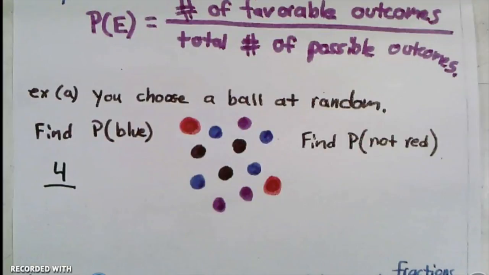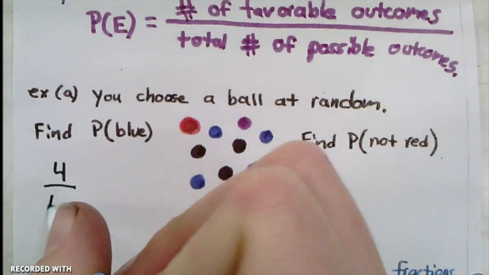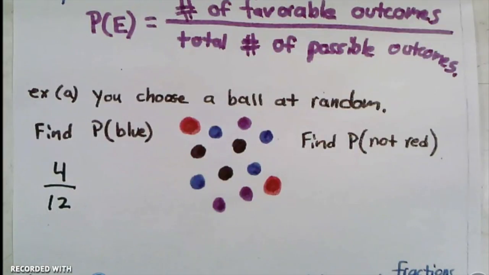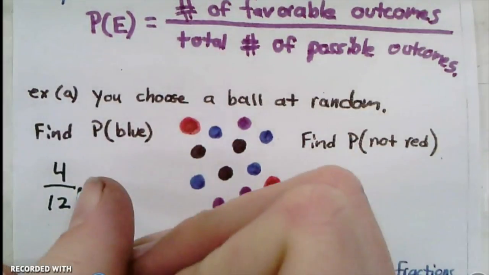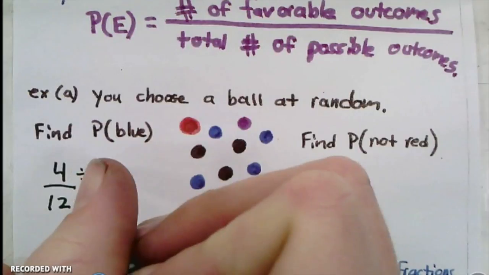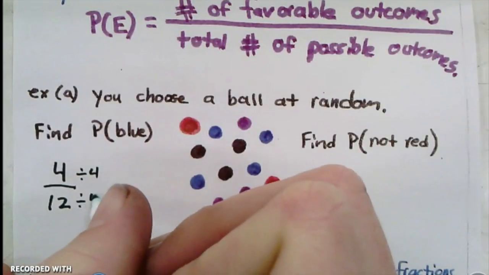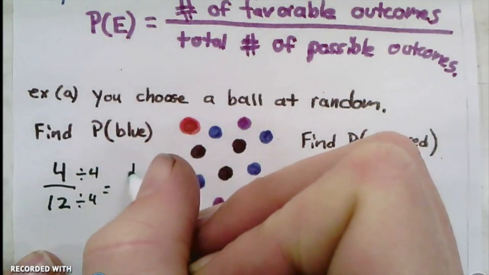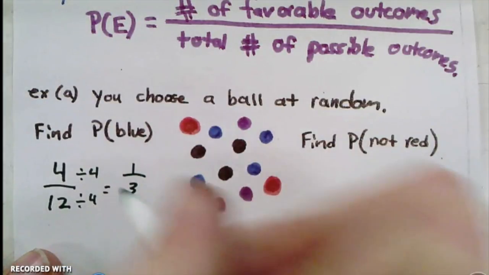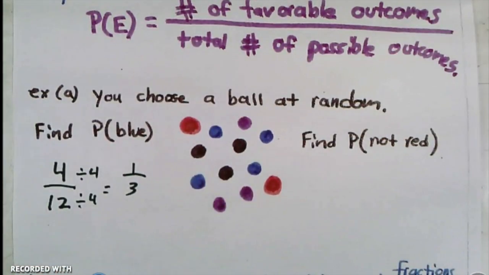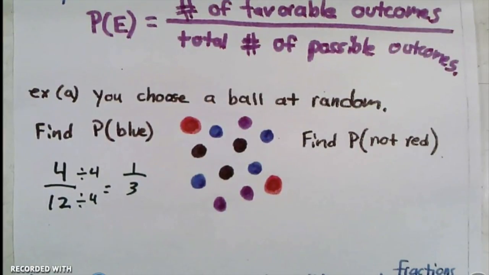And we're going to put that over the total number of possible outcomes, which would be any different ball that we would pull. So how many balls are there? 1, 2, 3, 4, 5, 6, 7, 8, 9, 10, 11, 12. So 4 over 12. And we know that that can be divided. And so we're going to divide both by 4. And we'll go 4 goes into 4 once. 12 divided by 4 is 3. So the probability of pulling a blue ball would be 1/3.